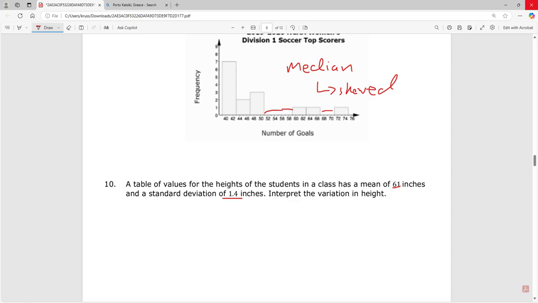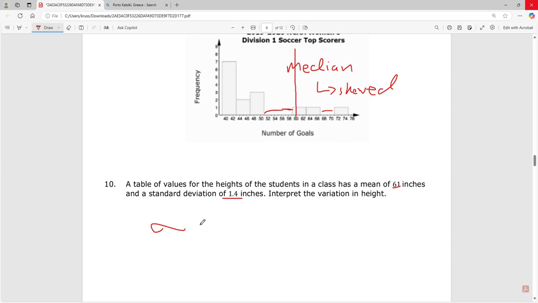Let me give you a better definition for standard deviation, also known as sigma. Standard deviation is a number that represents how far the data is skewed from the mean. If you have a large standard deviation, it is going to be more spread out data. A smaller standard deviation is more compact data.